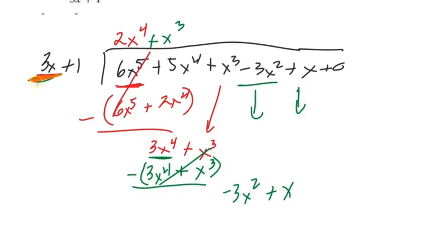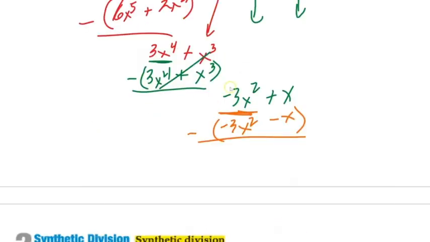You multiply 3x by what to get negative 3x squared? That would be negative x. Negative x times 3x is negative 3x squared. Negative x times 1 is negative x. Subtract. These cancel. I get a positive x, then 2x, plus 0.